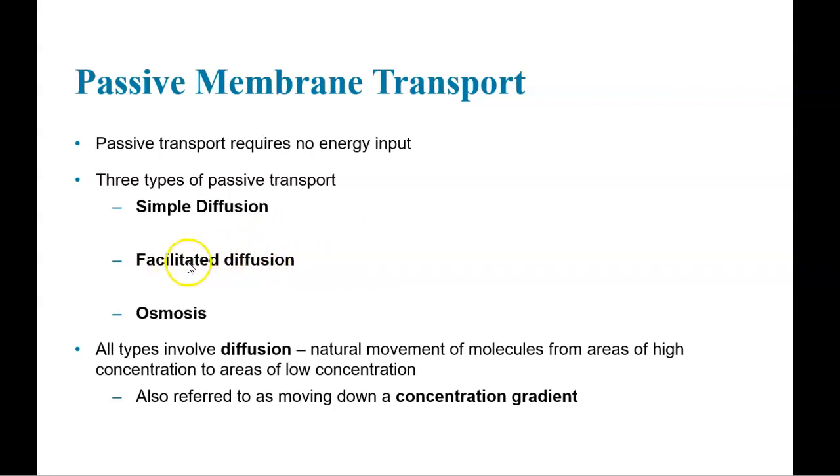So in this situation, the molecules are still traveling down their concentration gradient. So they're going from an area of high solute concentration to an area of lower solute concentration. So that's why it's called moving down a concentration gradient. The only difference here is that these use carrier molecules.